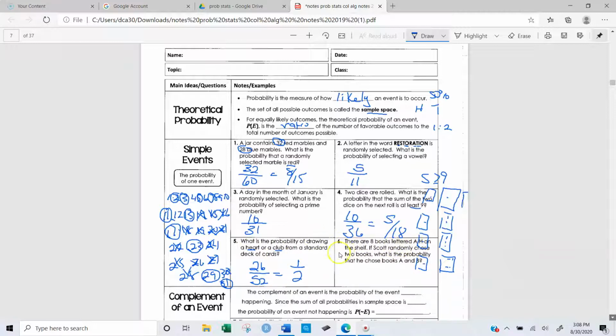8 books lettered A through H on the shelf. If Scott randomly chooses 2 books, what's the probability that he chooses A and B? So out of my 8 books, this one's a little tricky. He chooses books A and B.